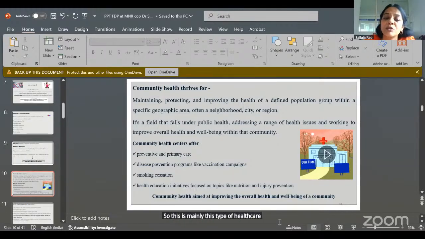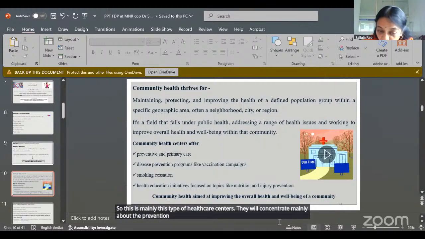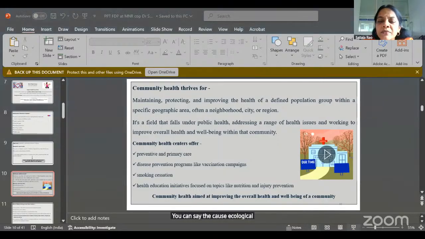They will concentrate mainly on prevention and primary care, what has to be taken, the vaccination campaigns, and whatever medical camps they can conduct along with the people. And then the smoking cessation, which is the main etiological factor for every disease.